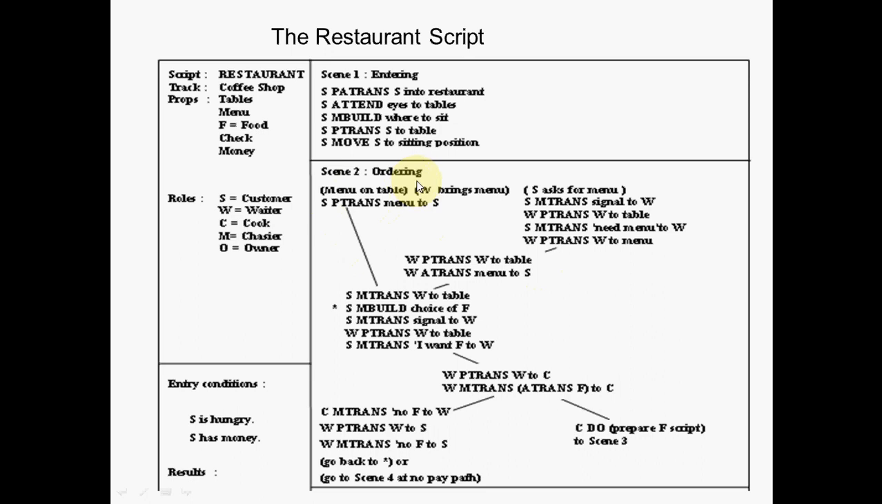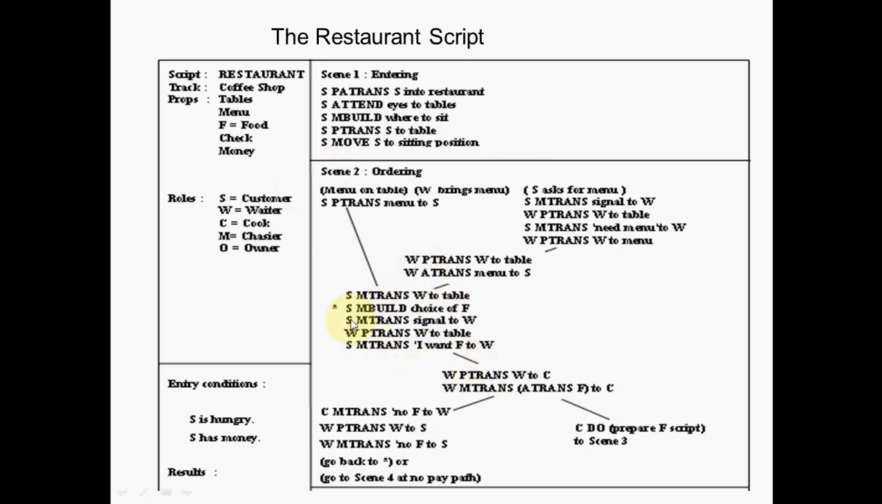See, in the ordering scene, there could be one scenario wherein the menu is already on the table. If the menu is already on the table, then you, as a customer, are going to pick up the menu. Picking up the menu means S ATRANS menu to S. So it is not PTRANS, it is ATRANS. Once you pick up the menu, there is a mistake in this script here. I had taken this directly from some place.